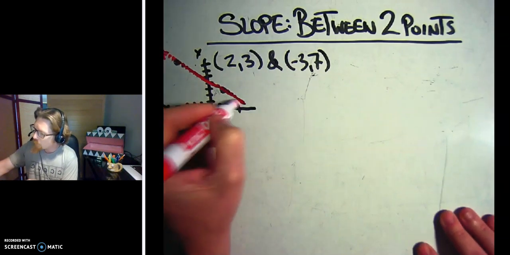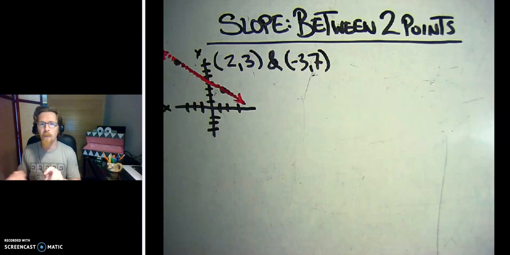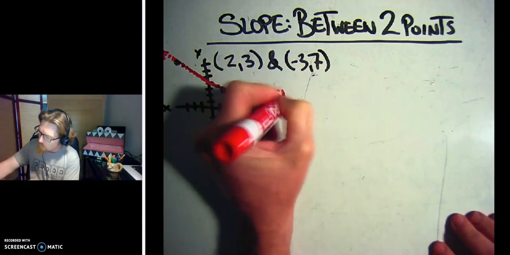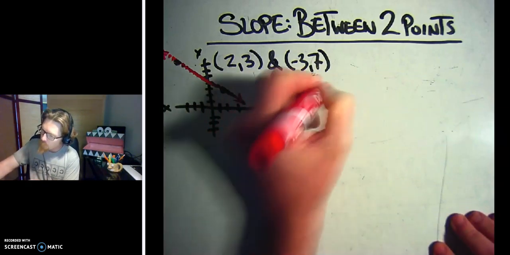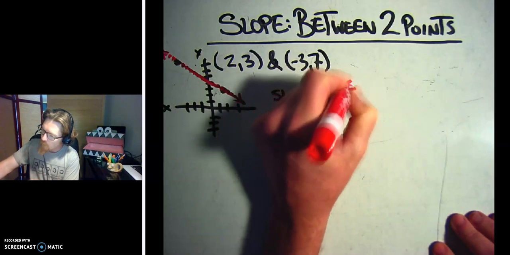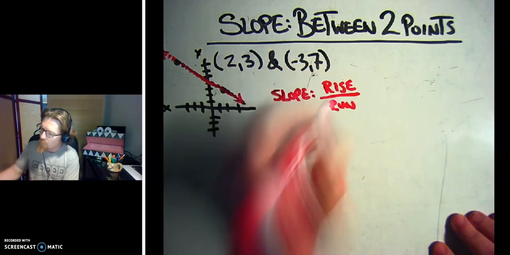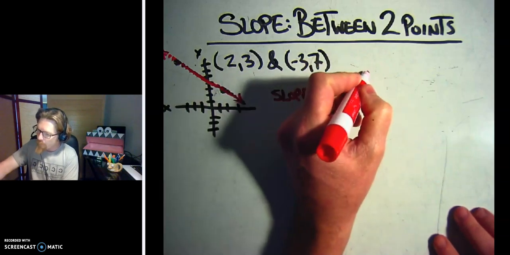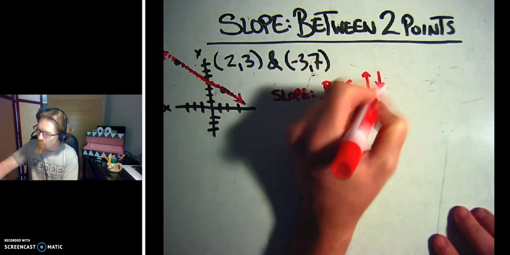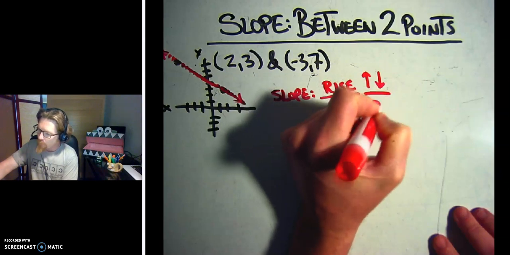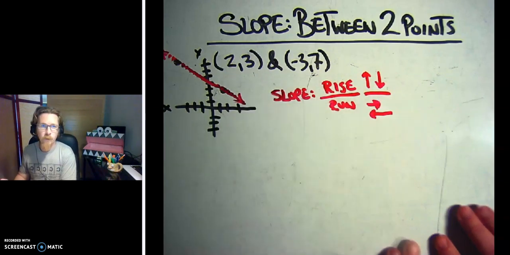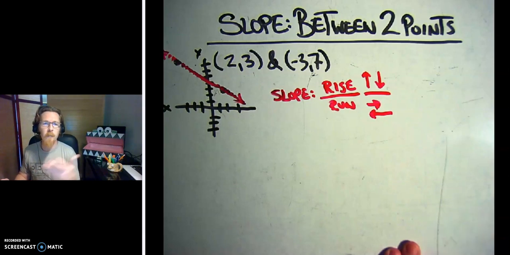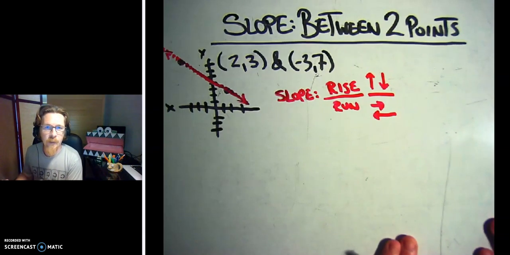So here's how we want to think about it. We know that slope is generally referred to as a rise over a run. It means how far between these 2 points do you have to move up or down, and then how far do you have to move to the right or to the left. And so it's kind of numbers that are going to represent that distance.